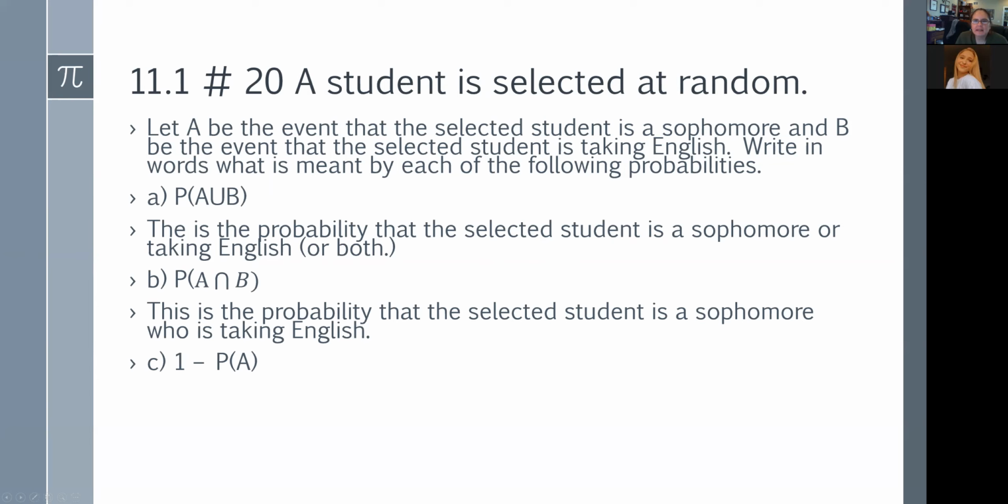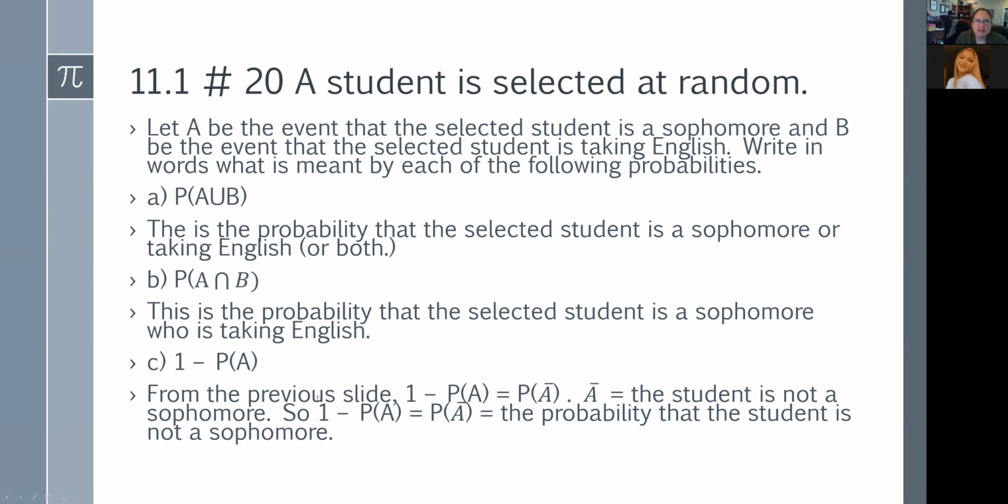So both things are happening. 1 minus the probability of A. Okay? So from the previous slide, we know that 1 minus the probability of A is equal to the probability of A complement. Since A is that the student is a sophomore, A complement means that the student's not a sophomore. So 1 minus the probability of A is the probability of A complement, and that's the probability that the student is not a sophomore.